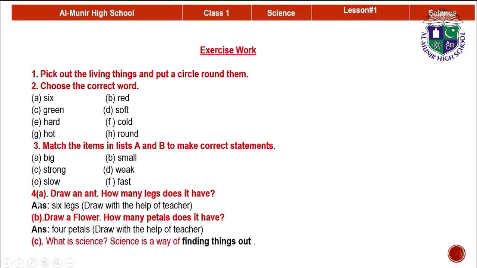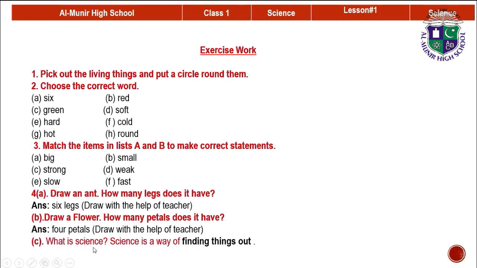Question number 4 is draw an ant and how many legs does it have? You have to draw an ant on your book, and how many legs an ant has? 6 legs. So you have to write the answer 6 legs. Draw a flower and how many petals does it have? 4 petals, and you have to draw a flower on your science book, page number 5.